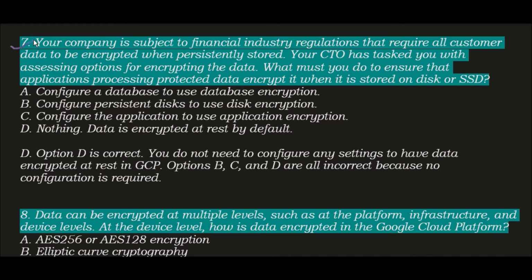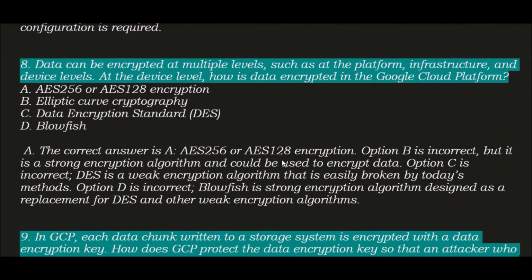Here, the correct answer is option D. Trust nothing, data is encrypted at rest by default. Okay, because you don't need to configure any settings to have data encrypted at rest in Google Cloud Platform. That's why option D is correct. On the other hand, options A, B, and C are all incorrect because no configuration is required. Okay, next question.